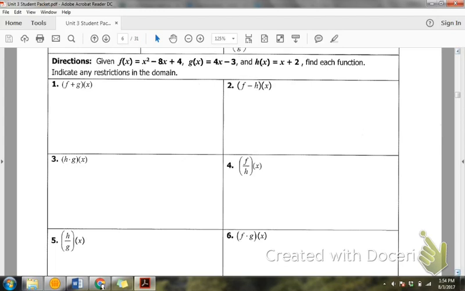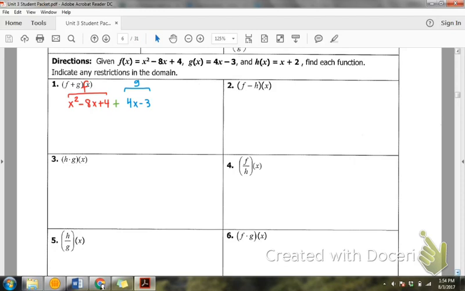So this first one says take your f function, add your g function. Why don't you see if you can do that? We've already done one like this. So I'm going to write my f function down. And then I am adding my g function. And you don't have to do what I did, f and g. I just want to show you that that's what I did. I took the f function and I added the g function.